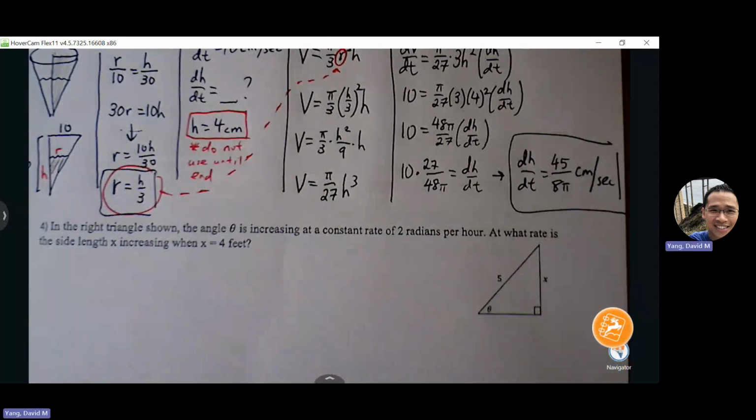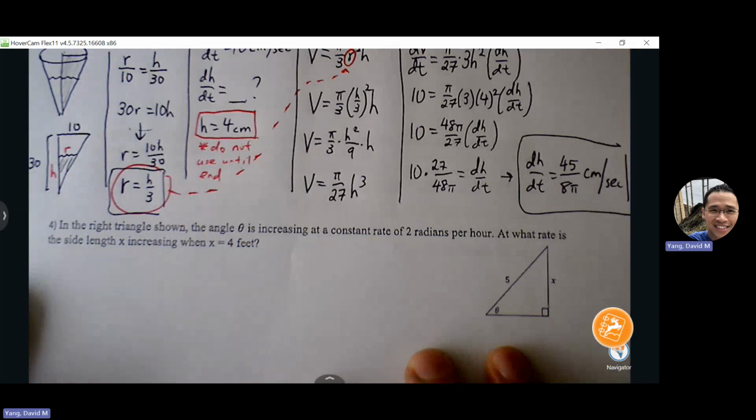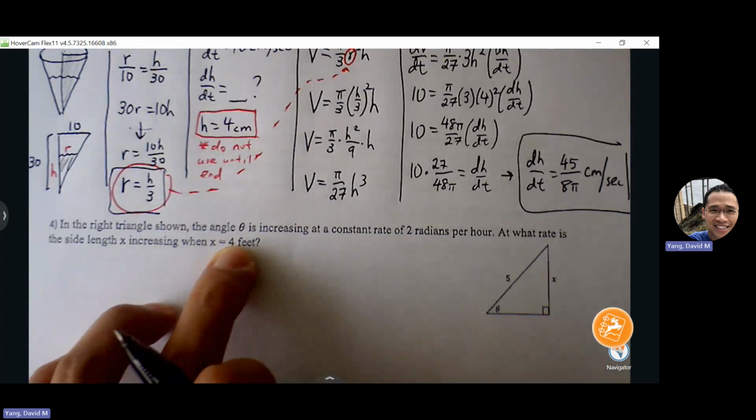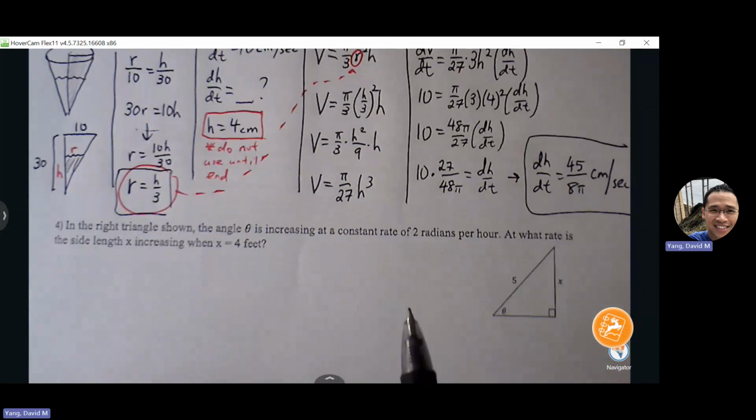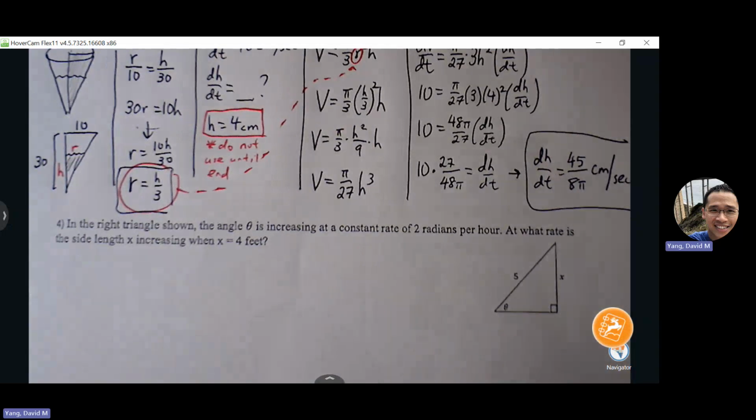Okay, let's do one more here. Number 4 is going to be a trig related rates problem. The thing with trig related rates is we start off with a trig equation, we find the derivative, but then there's a special process that we go through when handling trig related rates. But let's start off here. In the right triangle shown, the angle theta is increasing at a constant rate of 2 radians per hour. At what rate is the side length x increasing when x equals 4 feet?